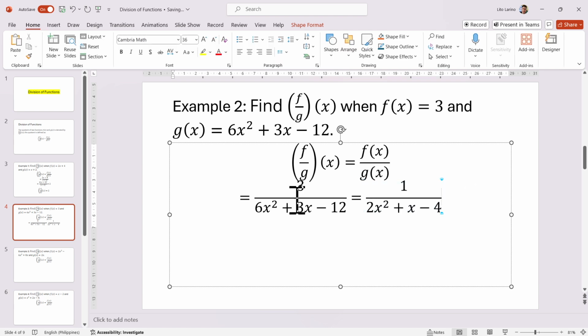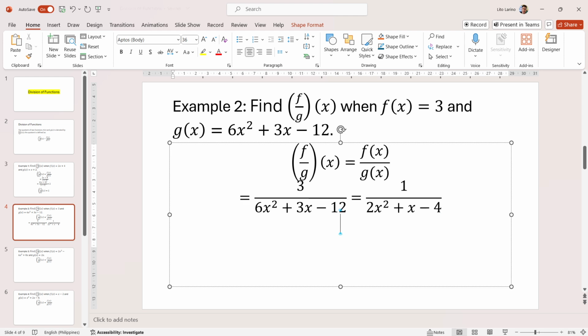So there you have it. We divide by the common monomial factor, 3. 6x squared divided by 3 is 2x squared, 3x divided by 3 is x, and negative 12 divided by 3 is negative 4. This is now the quotient of f of x and g of x.